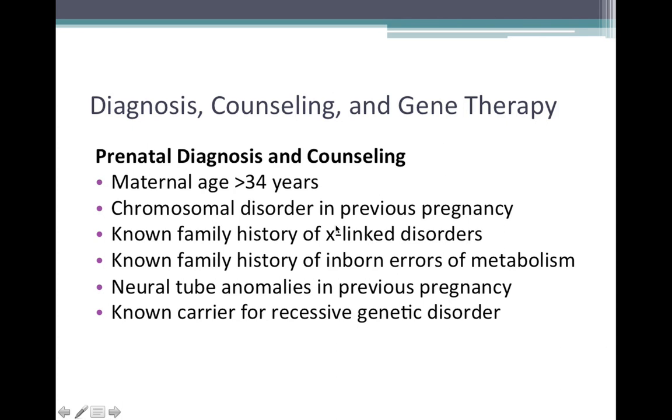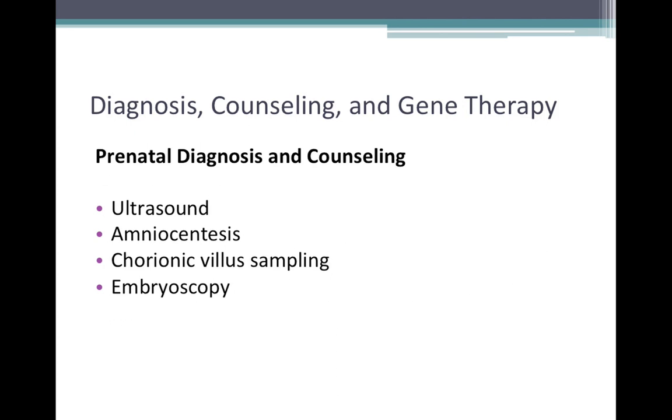So whether there were chromosomal disorders in previous pregnancies or a known family history of certain disorders like X-linked disorders or metabolic disorders or neural tube anomalies in previous pregnancies. Typically, if there's a history of congenital anomalies, that can put someone at even higher risk for future congenital anomalies.